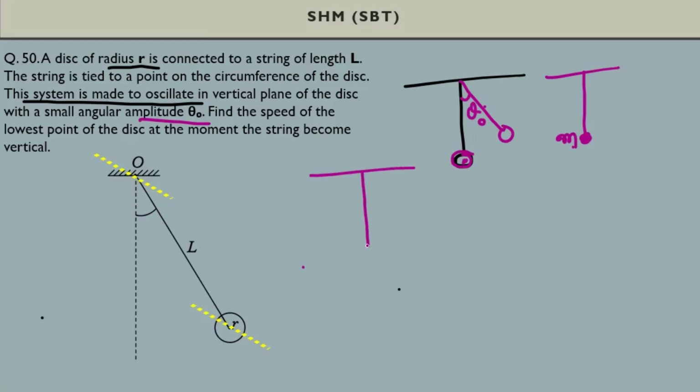So when the string becomes vertical, at that point of time, it is asking what will be the velocity of its lowest point, that is, the velocity of this point. So what will its velocity be? How will we calculate it? If we know the angular velocity at this point, then we can easily calculate the velocity of this point.